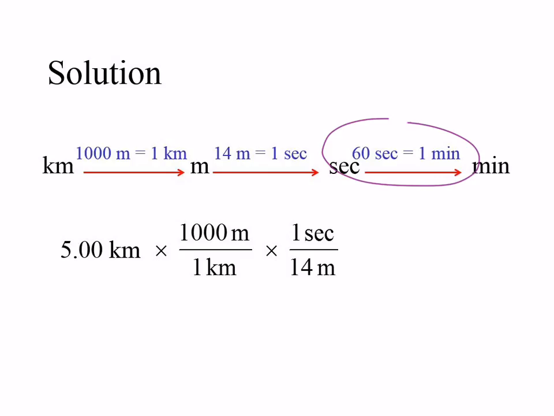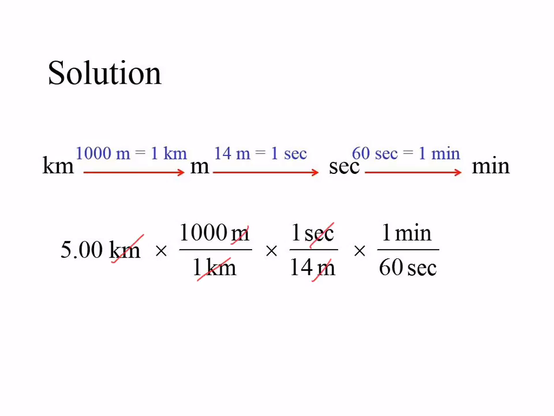Ready to use this to go ahead and get units of seconds to cancel, be left with units of minutes. So, 60 seconds on the bottom, 1 minute on the top. Perfect. So now unit-wise, do the units cancel? Kilometers cancel, meters cancel, seconds cancel, and we're left with units of minutes, which is perfect.